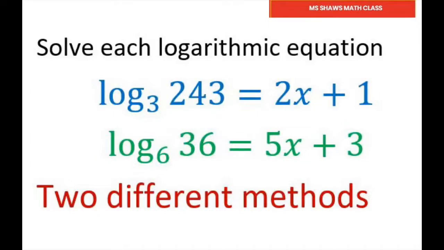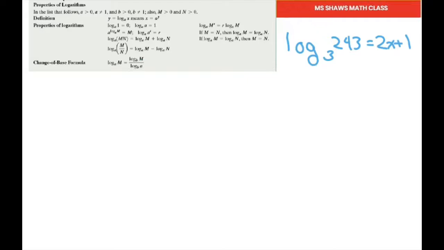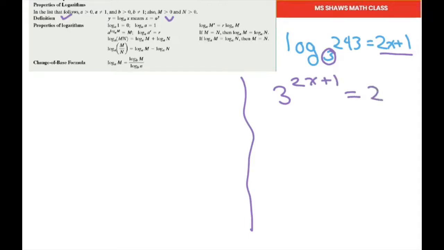Hi everyone, we're going to solve these two logarithmic equations. I'm going to use two different methods. The first method is the most common method used, and that's with the definition here. So basically you're just changing it to exponential form because that's what you're used to. So your base is 3, your power is 2x plus 1, and your value is 243.